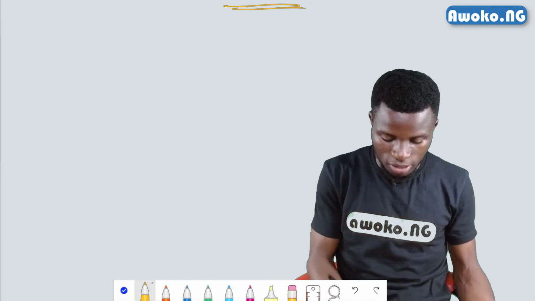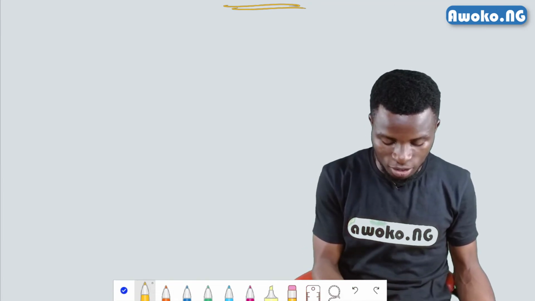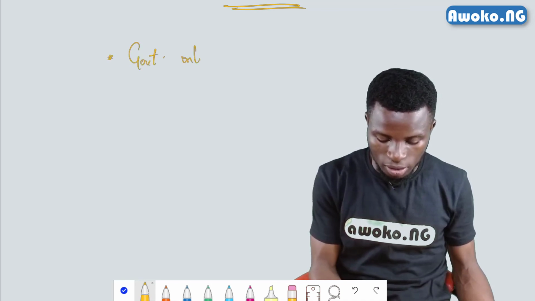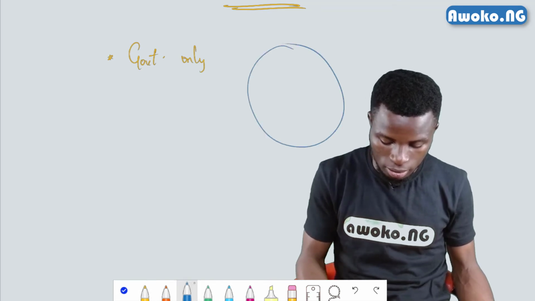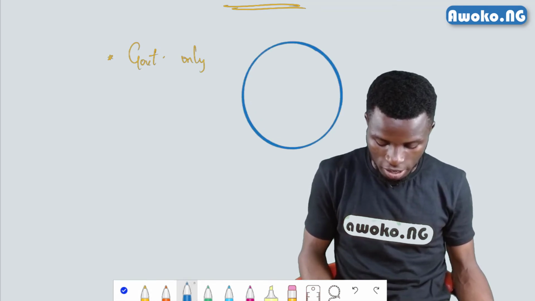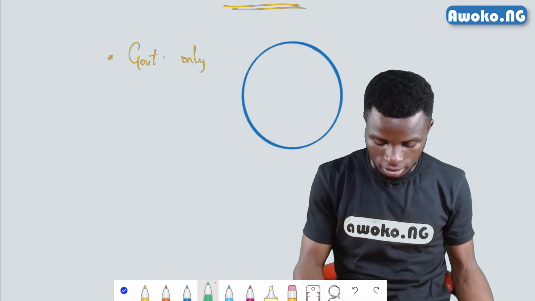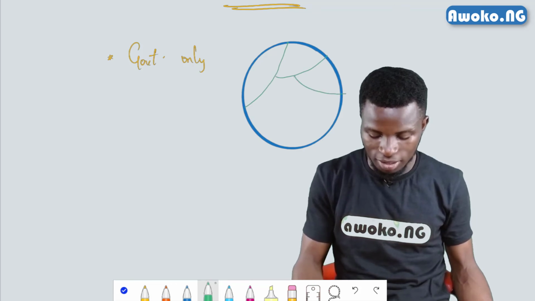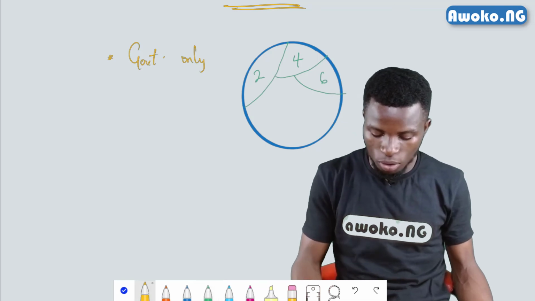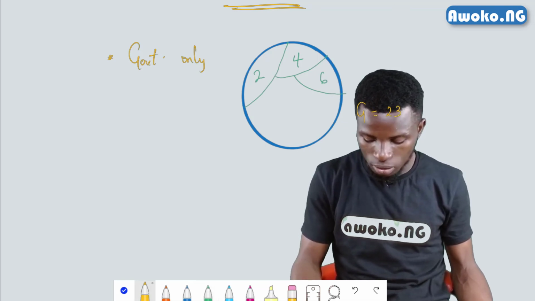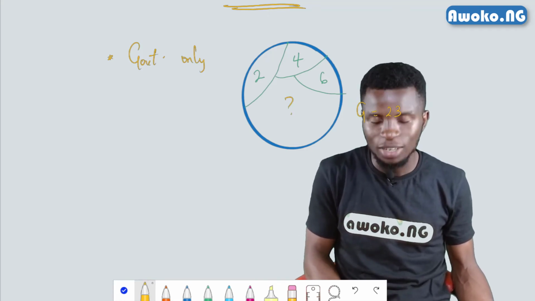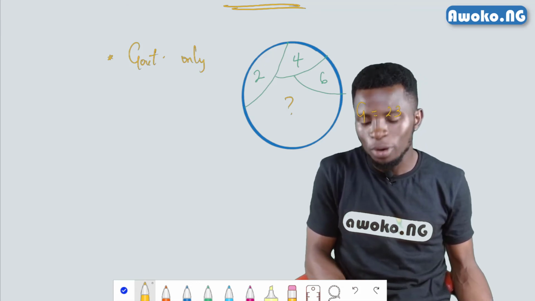So for government only, we are going to start from government. Government only has this area. So we have this, we have this, and we have this. This area is 2, this is 4, and this is 6. Of course, we know that G is equal to 23. This is the area we are looking for. Is that okay? So if you have this, then we can now solve for government but not mathematics.